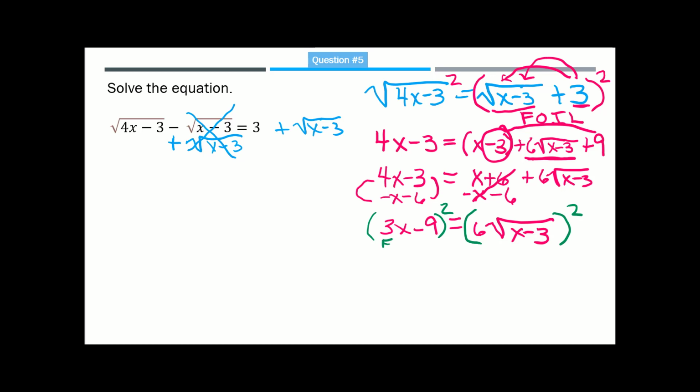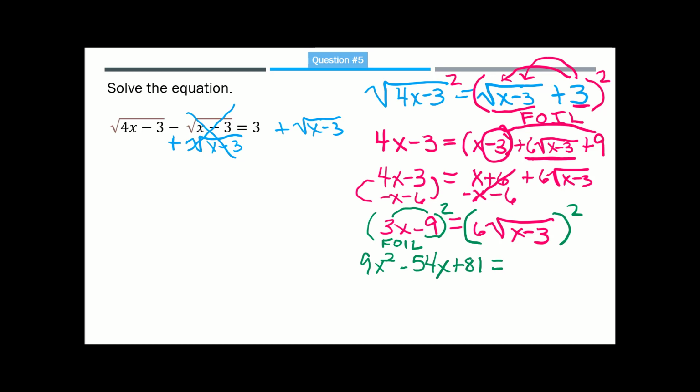If I FOIL out this binomial, I get 3 times 3 is 9. X times x is x squared. 9 times 3 is 27, and that's going to be a negative 27 because we're multiplying negative 9 times a positive 3. I've got two of those. So negative 27 plus another negative 27 is negative 54x. And then the last term, negative 9 times negative 9, is positive 81.